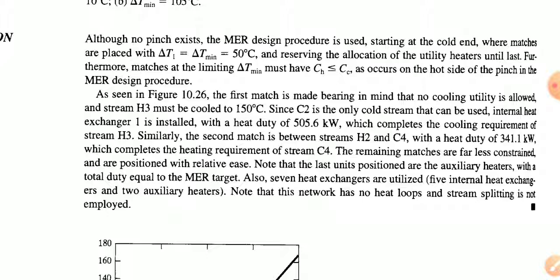The first match is made bearing in mind that no cooling utilities are allowed and stream H3 must be cooled to 150 degrees Celsius. Since C2 is the only cold stream that can be used, internal heat exchanger 1 is installed.